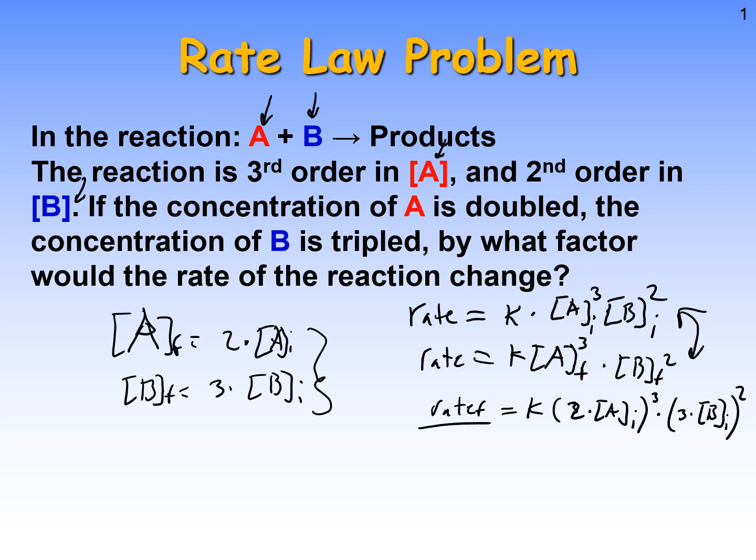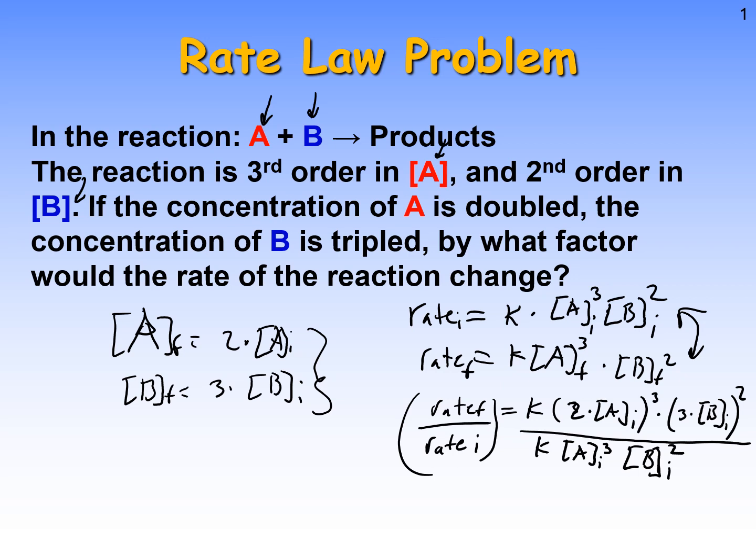Well, if I divide this by rate initial, and really that's what we want, because we want to know what factor the rate changed by, and that's really just the rate final divided by the rate initial. That's just going to be equal to k and all that. So if we divide these two rate laws, really this is my initial and this is my final, then I can get this.